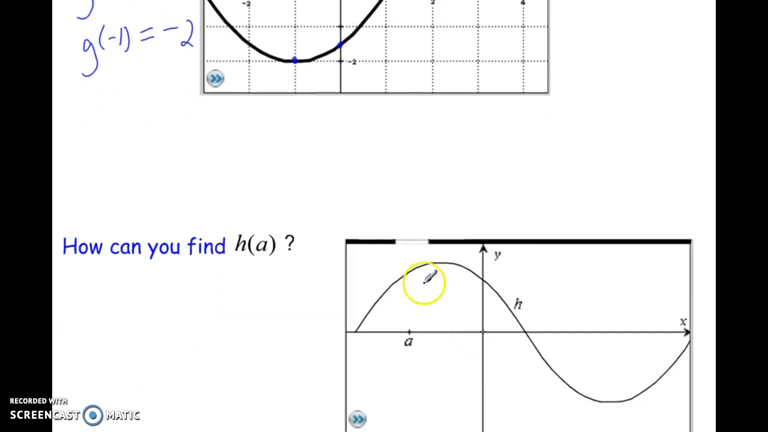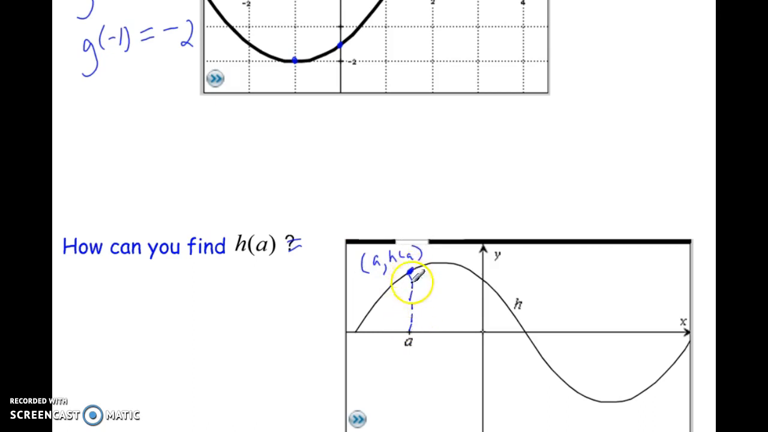Dealing with just variables here, what is h of a? The h function is this. A is here. So just like we looked up x values that were numeric, if we look up a value like a, we find that point somewhere around here. That distance, how tall that is, is going to be our h of a value. So that point right there is really the point a, comma, h of a.